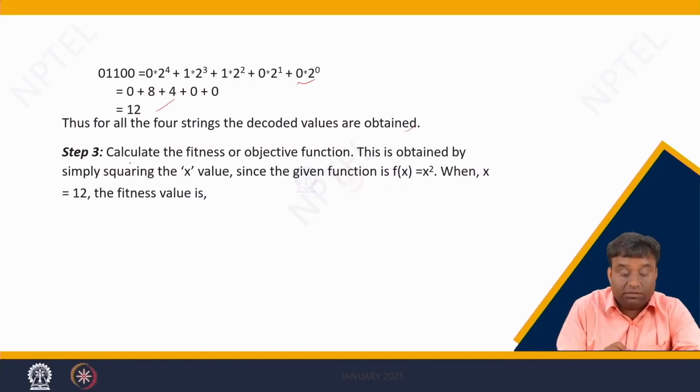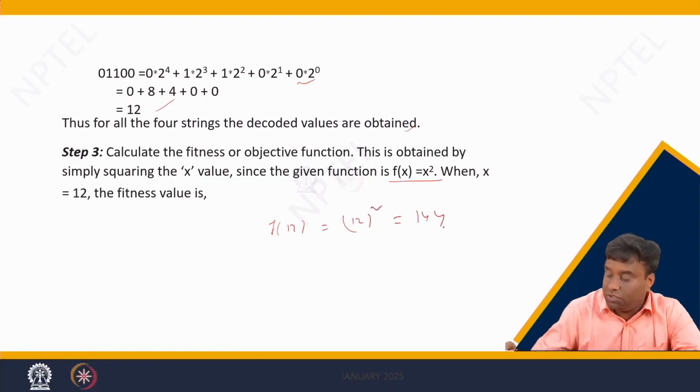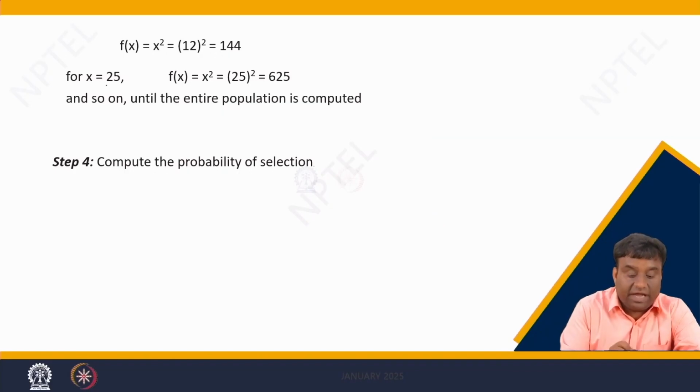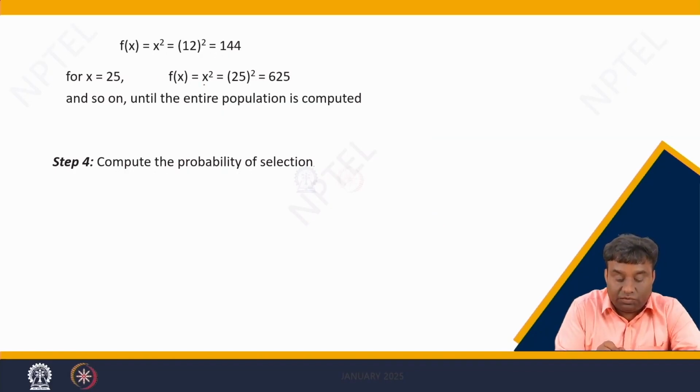Then calculate the fitness or objective function. This is obtained by simply squaring the x value. Since the function is f(x) equal to x square, here x equal to 12. So the fitness value for x equal to 12 will be f(12), that is equal to 12 square, that is equal to 144. Similarly, for x equal to 25, f(x) will be x square, that is 625. So we'll solve this for all 4 populations.